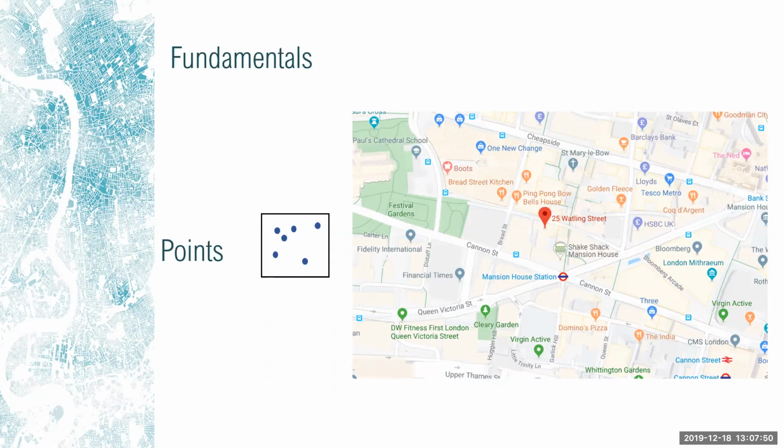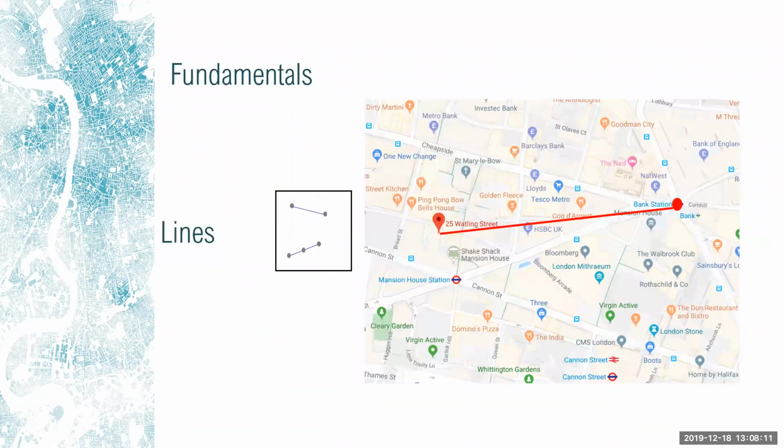On the slide, I've marked up the address of the Information Lab, 25 Watling Street, as a point on this map. But there's also a variety of other points, including Domino's Pizza, Virgin Active, or Boots. So those are points. Now, if we build two or more points together, then we'll get a line. Here I've marked the line between the Information Lab address, 25 Watling Street, and Bank Station. Now this line will hold information about the distance between these two places and things like that.